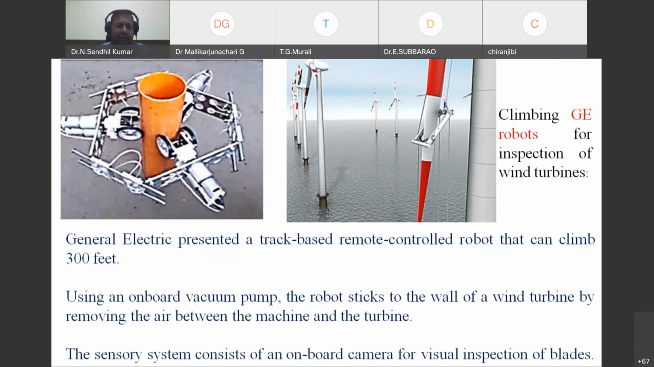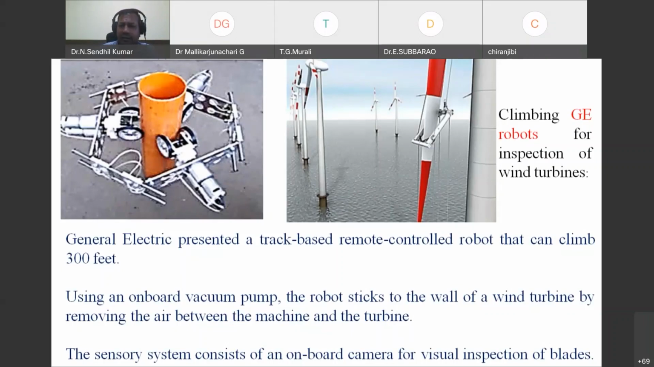And you can see how the wind turbine's center support is installed. General Electric presented a track-based remote control robot that climbs up to 300 feet. That is also used in our wind turbines. It uses an onboard vacuum pump and removes the air between the machine and the turbine, so that it holds perfectly. We can use it for the installation of wind turbines.